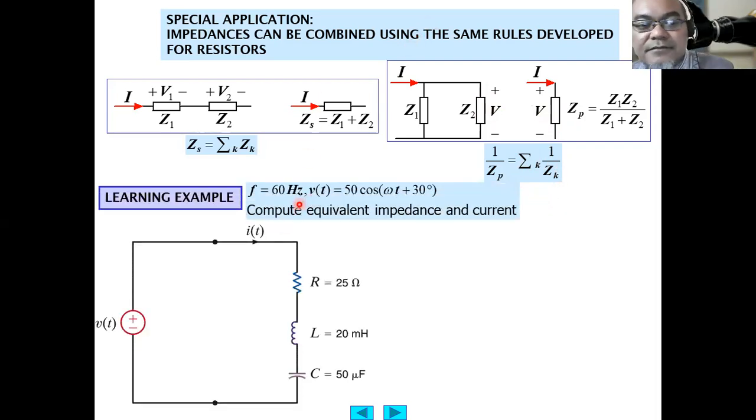Example here: the frequency of the signal in this network is 60 hertz. The voltage is 50 cosine omega t plus 30 degrees. Compute the equivalent impedance and current. So we first calculate the impedance due to this inductance, then the impedance due to this capacitance, and then add them because they are in series, as well as the impedance due to the resistor. Afterwards, we calculate the current I equals voltage divided by the impedance.